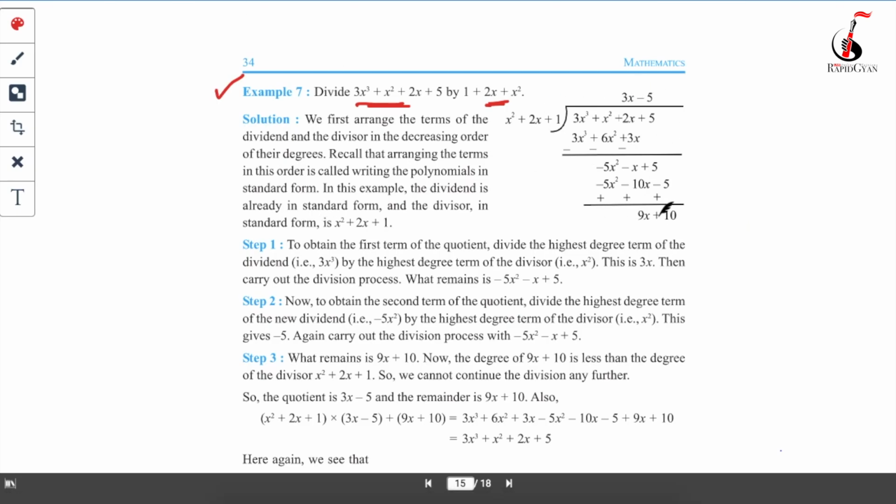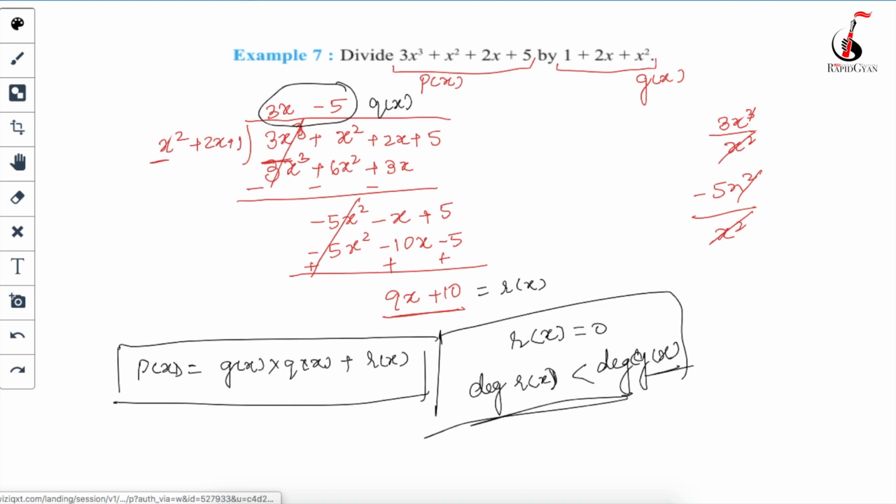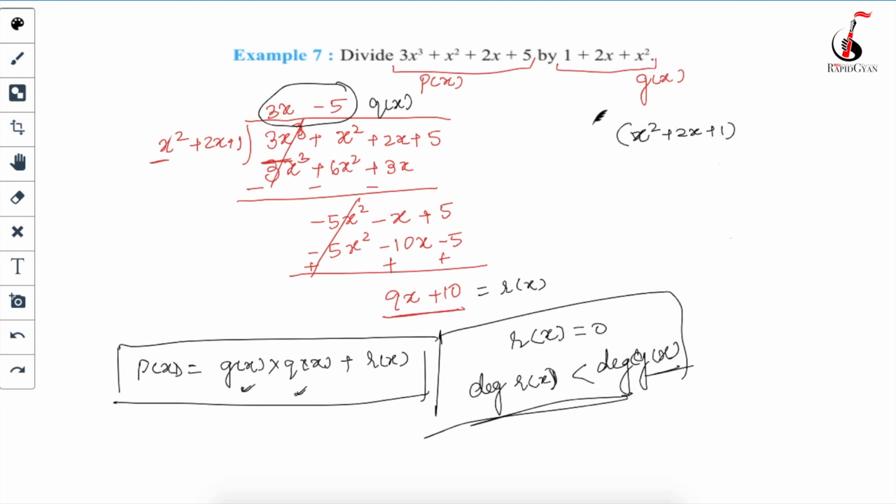So this is the 3x minus 5 and 9x plus 10 that you got, and they have verified it also. I will also verify it. First multiply G(x) with Q(x). Let me rub this part, it is not needed. Meanwhile, can you guys multiply G(x) into Q(x)? What will you get? See here, write this in the proper format: x square plus 2x plus 1 multiplied with your Q(x), which is 3x minus 5. Let's multiply this.